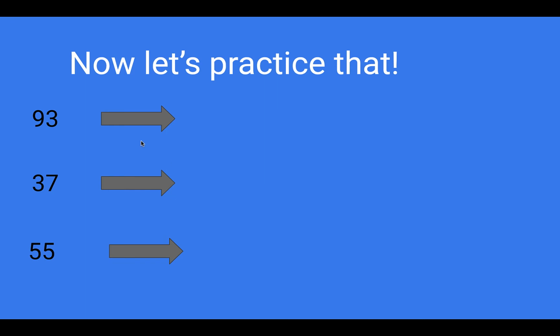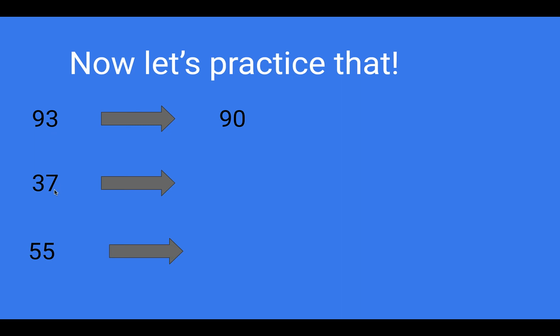So let's practice that. The first one we're looking at is a 93. Which digit is in the tens place? The 9 is in the tens place. Look to the right. Oh, that's a 3. Is that 5 or more or 4 or less? Oh, that's 4 or less. That means the 9 remains the same, and everything to the right, which means the 3, then changes to a 0. So this number is 90 when rounded to the nearest 10.